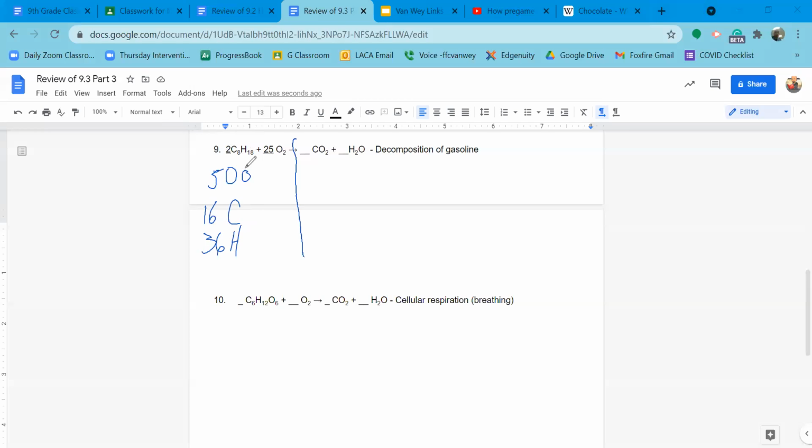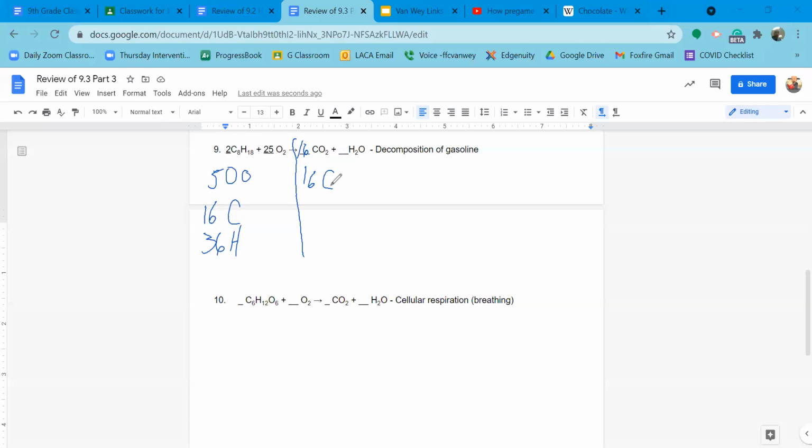Well, now that I've got 50 oxygens, 16 carbons, and 36 hydrogens, I just need to make that out of my CO2 and my H2O over here. Since oxygen exists in both places, I'm not going to start with oxygen. I'll probably do it last. I have 2 different compounds with oxygen. So let's start with carbon. I need 16 carbons. Carbon comes 1 at a time in carbon dioxide. So I'll just make 16 of those. That's going to give me my 16 carbons.